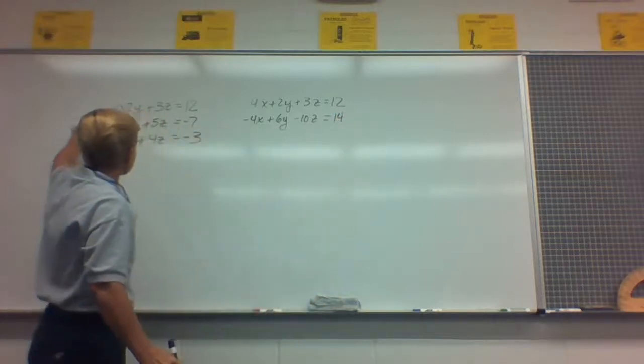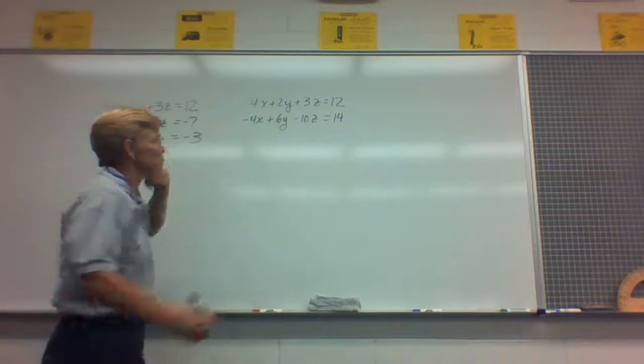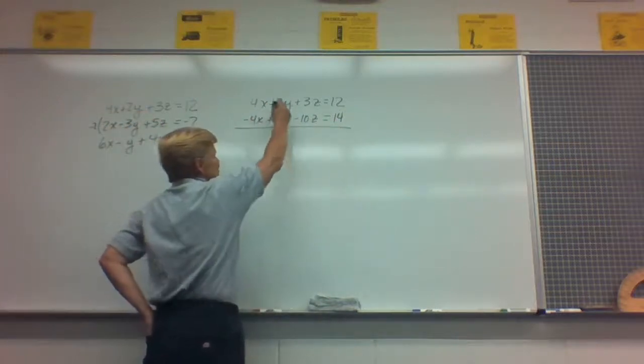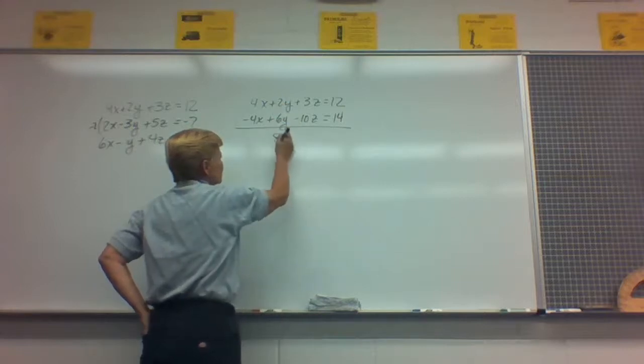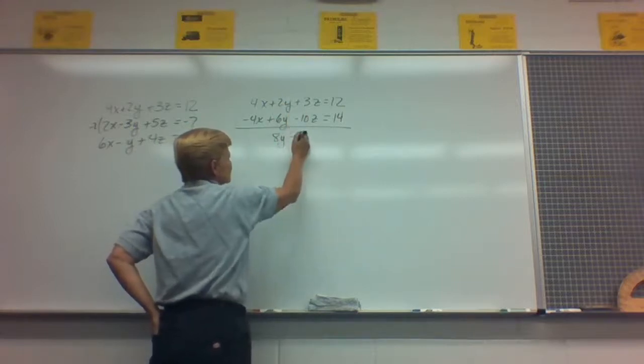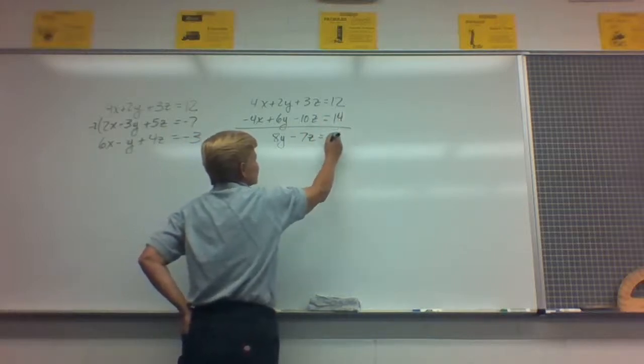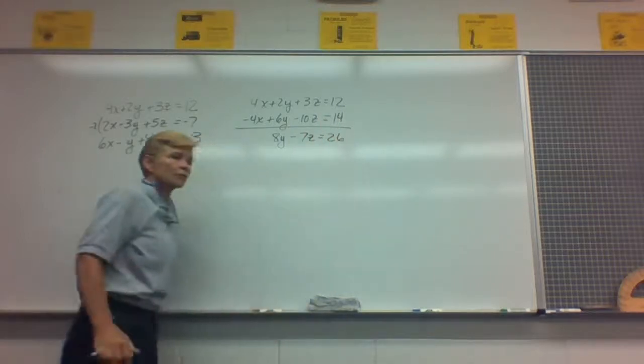Now we'll come back to these two in just a minute. I want to work on this. So what I get is these add out. That's how I designed it. That adds up to 8. This adds up to negative 7. This adds up to 26. Are you following me?